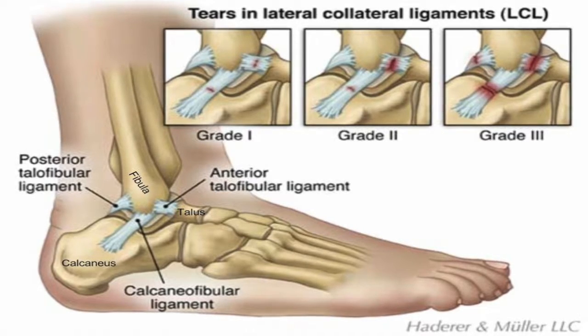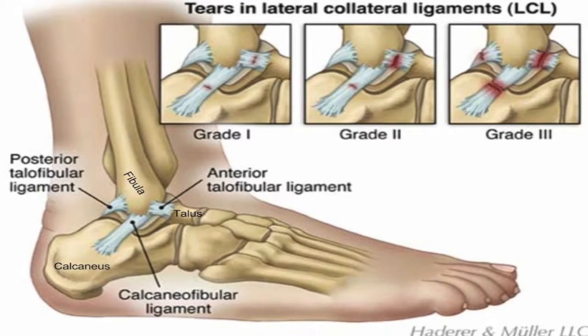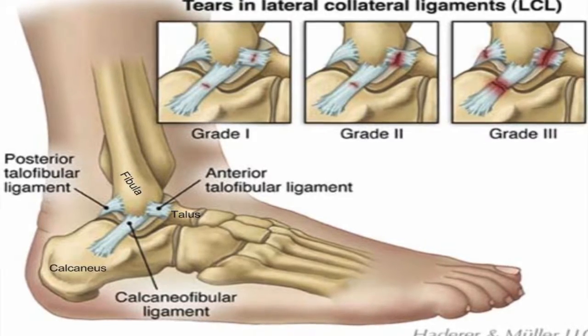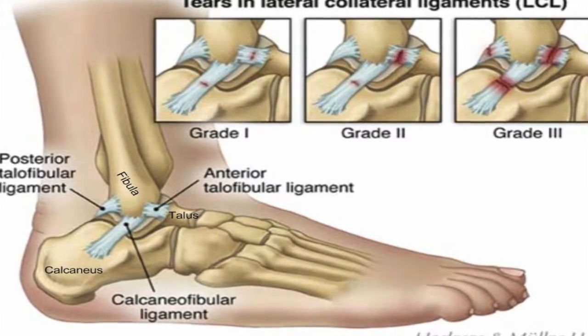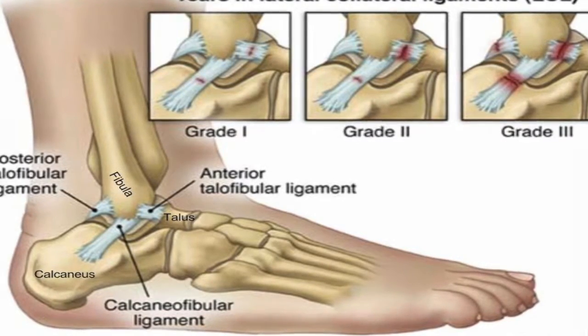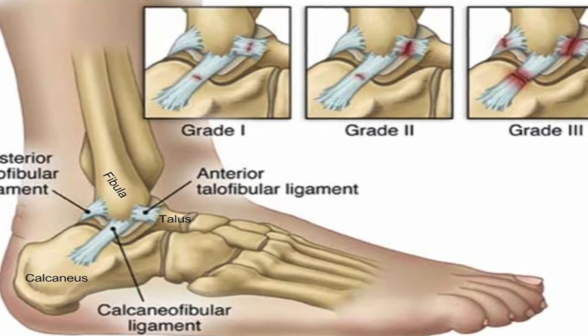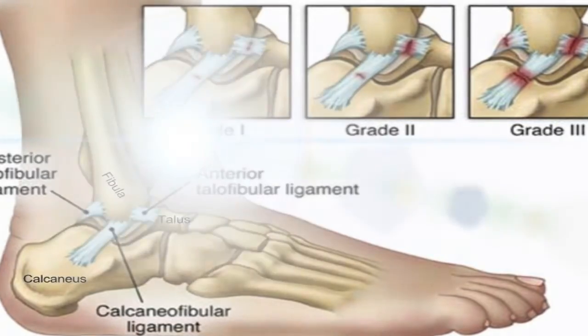Following an inversion sprain, the Talar Tilt Test is used to assess the integrity of the ligaments on the lateral aspect of the ankle, particularly the calcaneofibular ligament, referred to as the CFL, which stabilizes the talus and the calcaneus in the prevention of excessive inversion of the foot.